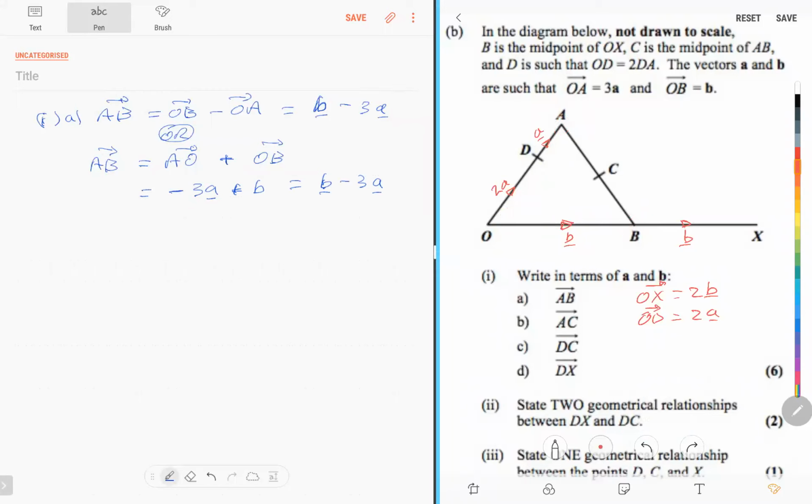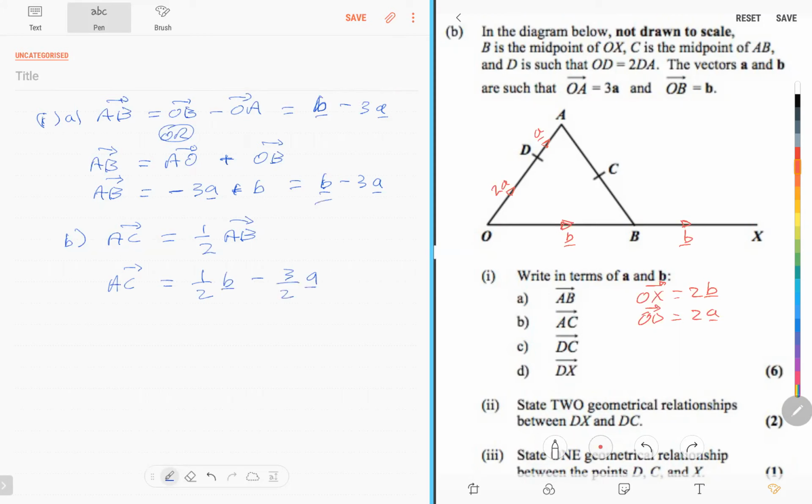The next part they want is AC. Remember that AC is just half of AB, so that's fairly straightforward. For part B, the vector AB equals this, and we want the vector AC. Based on the diagram, AC is just half of AB. So AC becomes half B minus 3 over 2A. You halve this and you halve that, and that basically is your AC.